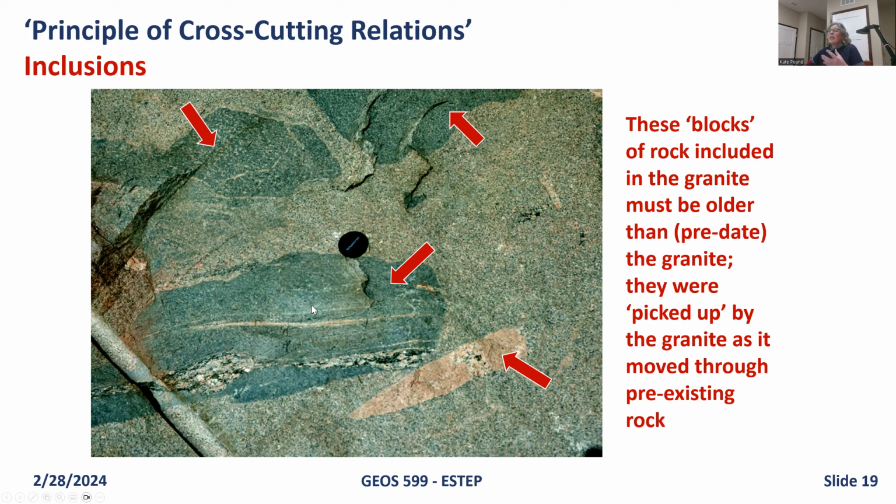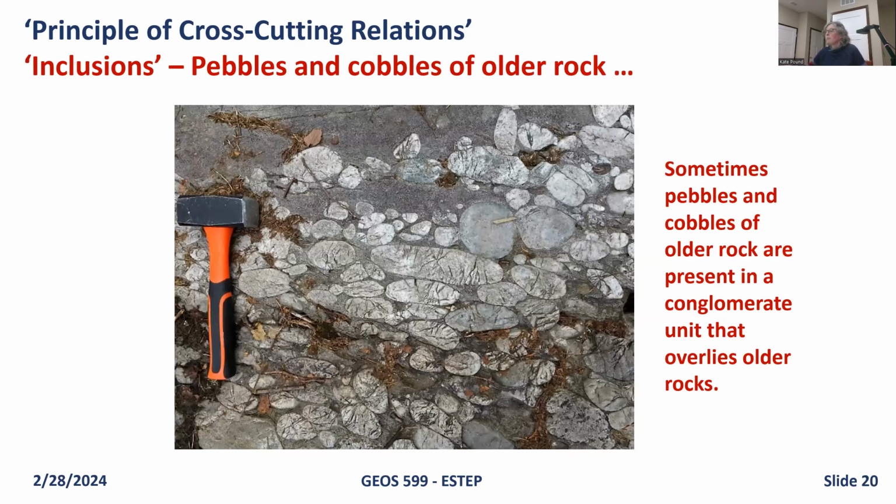We call these inclusions. And so we know that they represent rock that formed prior to the granite. So we've got one, two, three types of inclusion here. So we might go and look elsewhere nearby and see if we can find whether the rocks that we see as inclusions are actually present anywhere else. And that would help us tie together the geologic history.